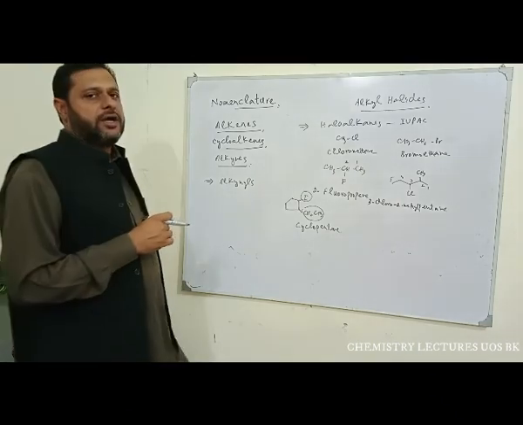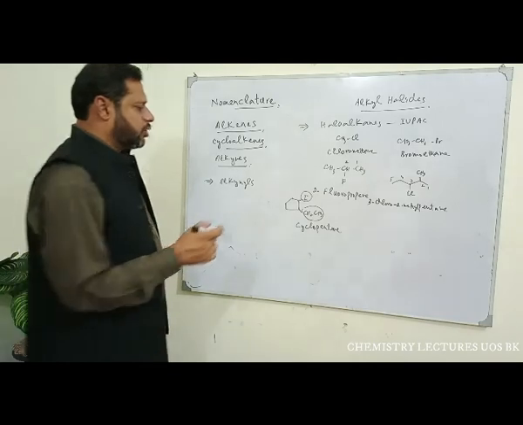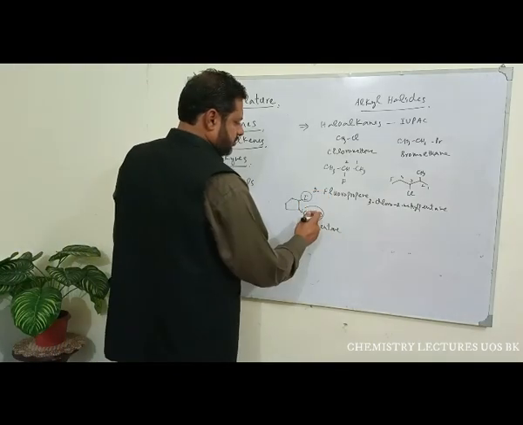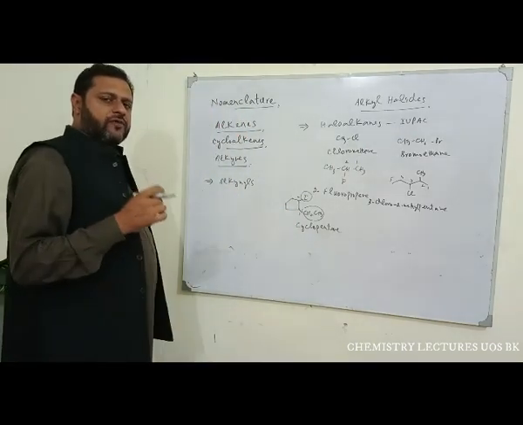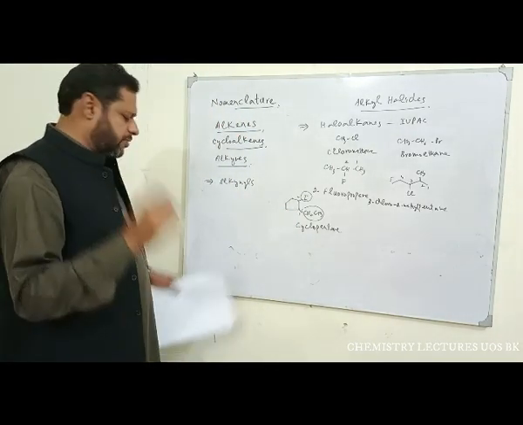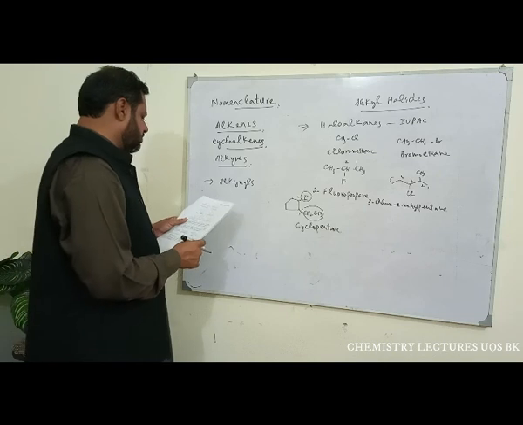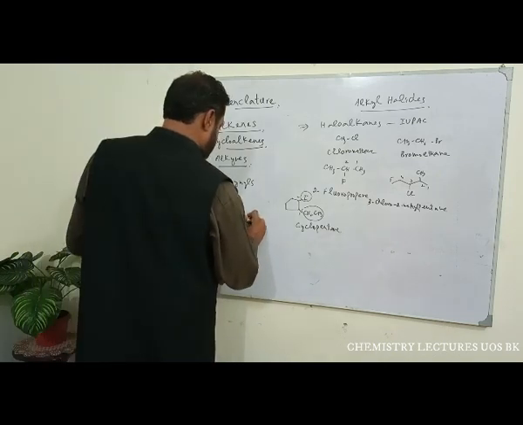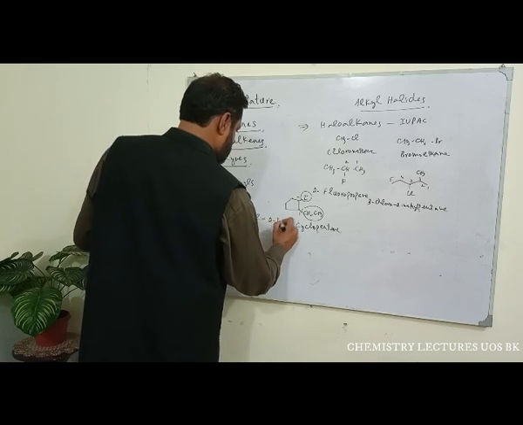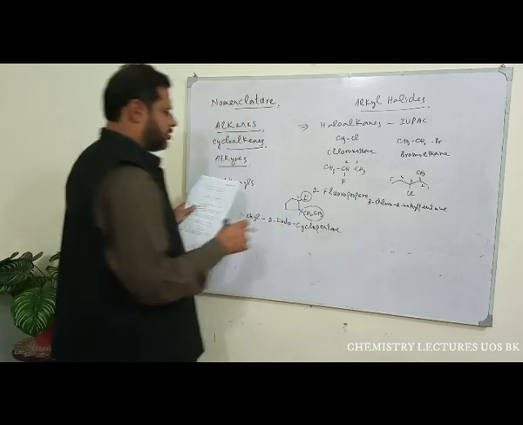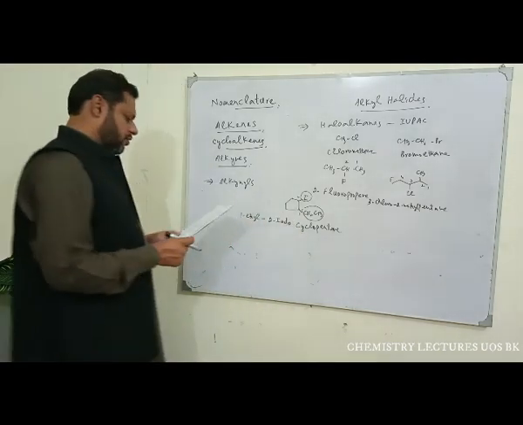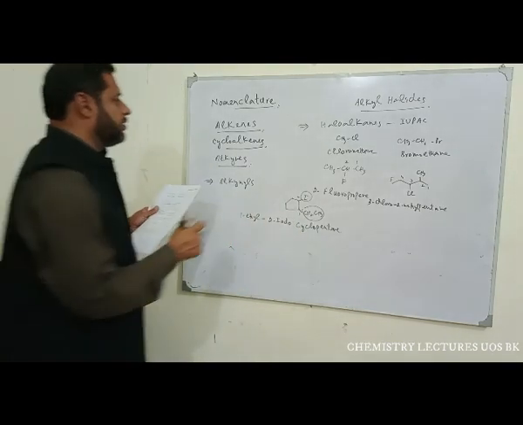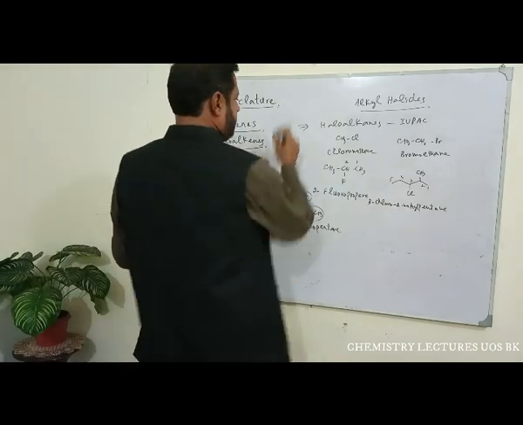So now we'll decide on the basis of alphabetical order. Alphabetically, this starts with I, this starts with E. So start numbering from here, to give the first number to the group which is alphabetically first. So the name of this compound will be 1-ethyl-2-iodocyclopentane. There will be no space between two words. Similarly, we have this group.